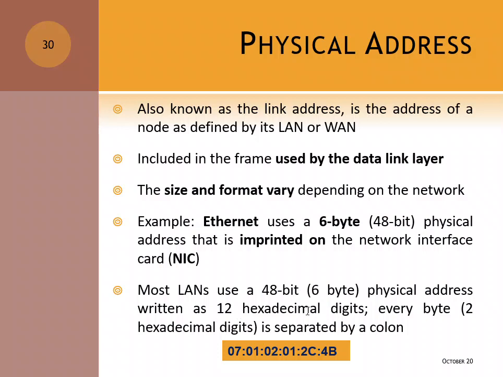1 hexa bersamaan dengan 4 digit kalau you convert ke binary. Okay, contohnya 07 dan 01 ni dia akan jadi 00000111, 00000001 and so on. So every byte, 2 hexadecimal, is separated by colon. Okay, ini adalah physical address, yang digunakan di data link layer.